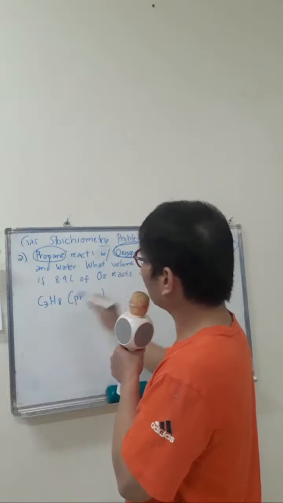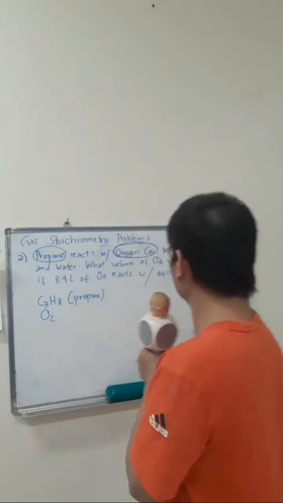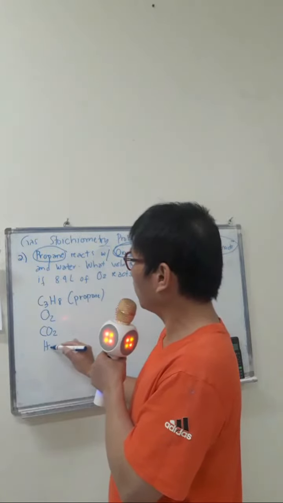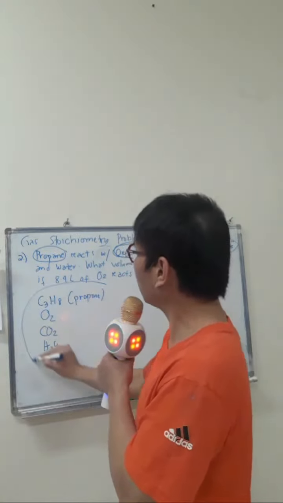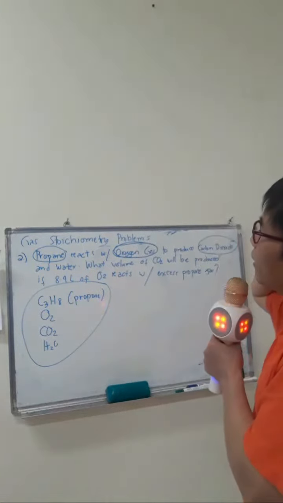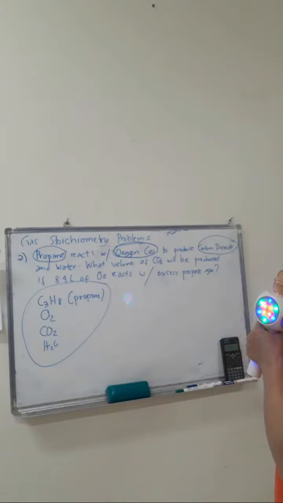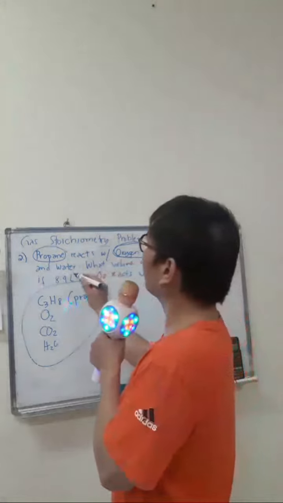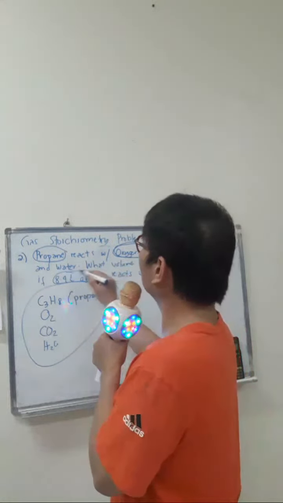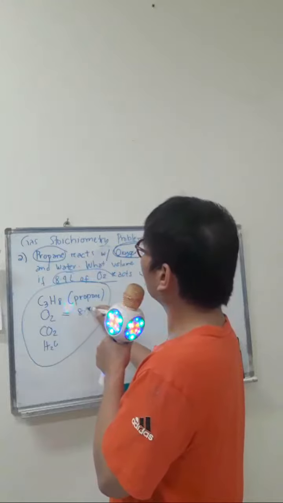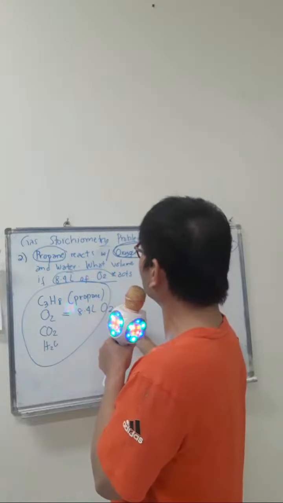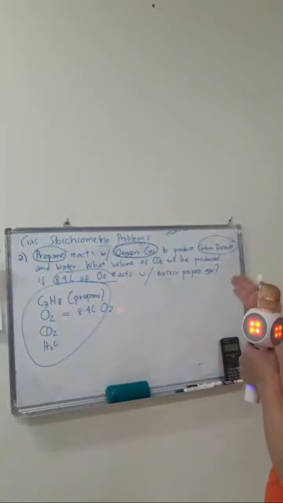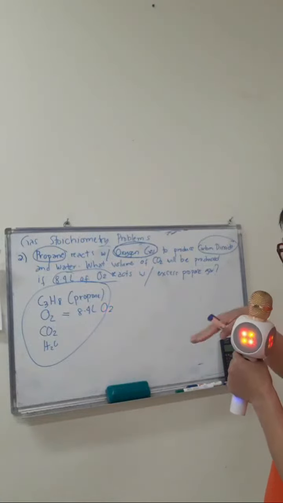Now oxygen gas is O2. Carbon dioxide is CO2. And water, very easy, H2O. This is our data, right? Now, regarding the quantifiable or measurable data, we have only one: 8.4 liters of oxygen. So we have 8.4 liters of oxygen gas reacting with excess propane, meaning propane plus oxygen gas.